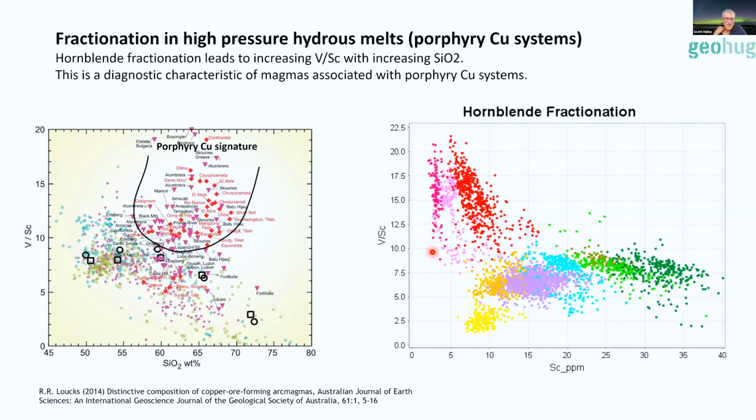Now we'll look at some differences in porphyry copper systems. This is a diagram from Bob Laux, and I guess everybody in the audience here will know who Bob Laux is, but in case you don't, Bob Laux is an igneous geochemist, and about 20 years ago, he had a research project sponsored by all the big mining companies in the world, and he was given the task of comparing the chemistry of magmas associated with porphyry copper systems and contrasting those to barren magmas.